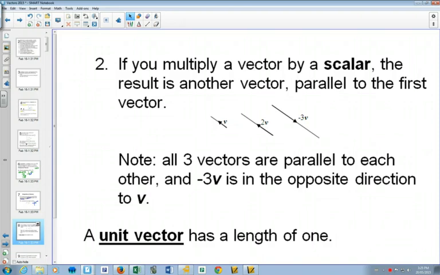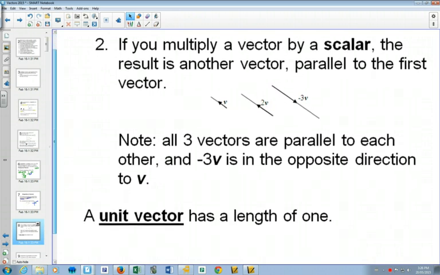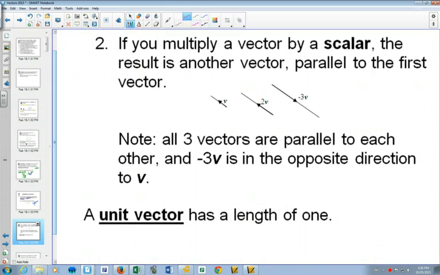And if you multiply a vector by a scalar, so you could have a vector v and double it, it would still be in the same direction as what you started with. It would be parallel. It would just be longer. And if you multiply a vector by a negative, then it would go in the opposite direction. And when you have a vector whose length is 1, we call it a unit vector.